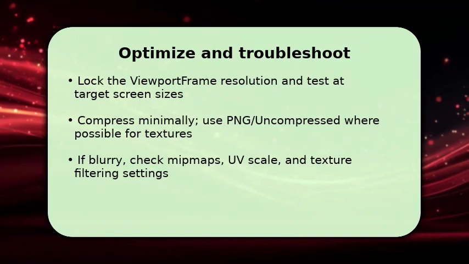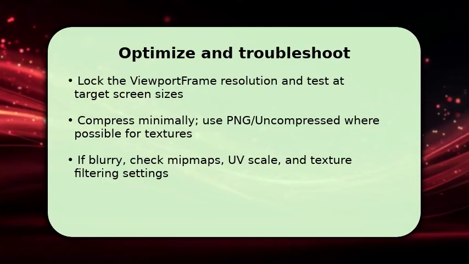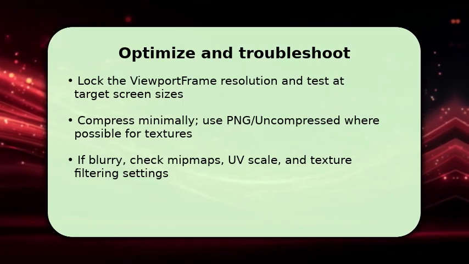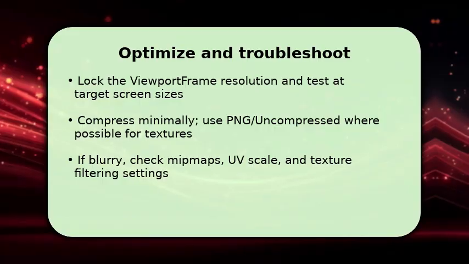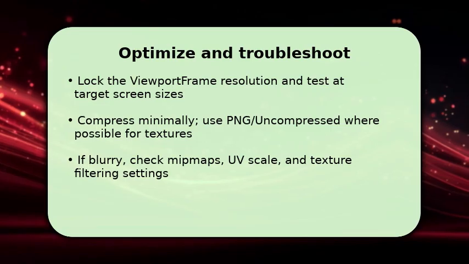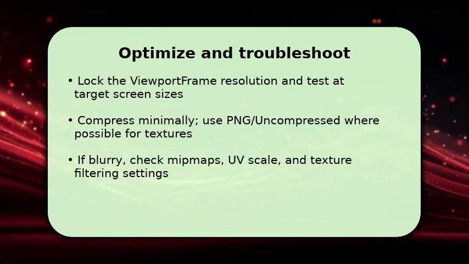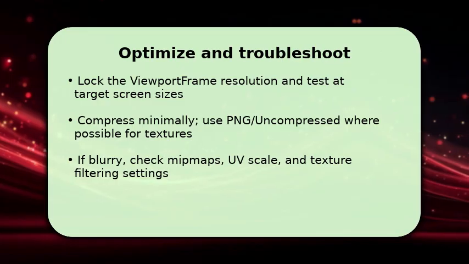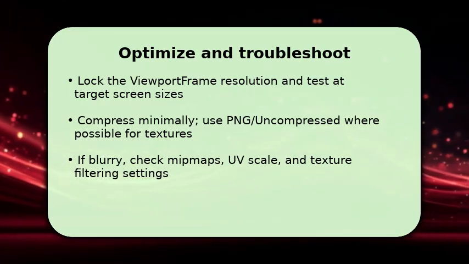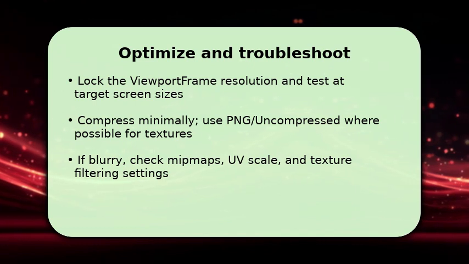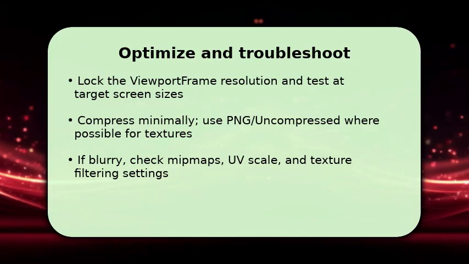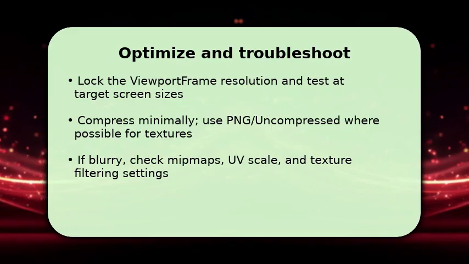Finish by optimizing and verifying your high-res equalizer shades so users see sharp visuals. First, lock the viewport frame or render target to the resolution you intend to display and test on multiple screen sizes. Make texture compression minimal, prefer PNG or uncompressed assets to preserve detail. Once optimized, profile performance and reduce texture size only if necessary. If you encounter blur, inspect bitmap settings, UV scale, and texture filtering. Correcting those usually fixes softness quickly, and make sure your mesh UVs aren't being scaled unintentionally.